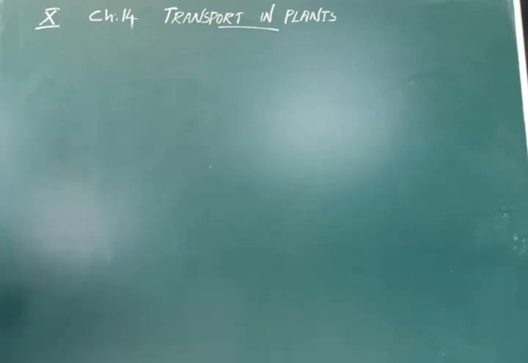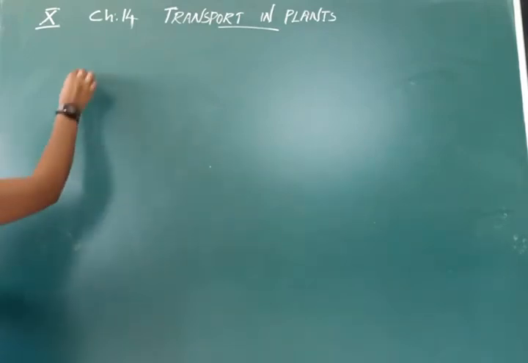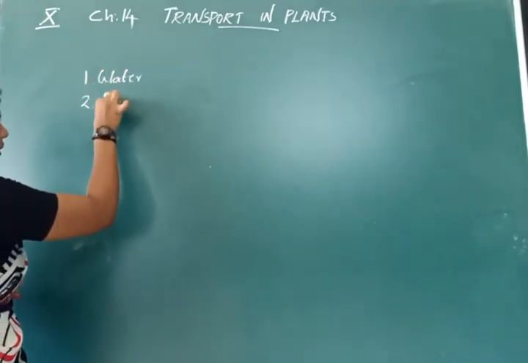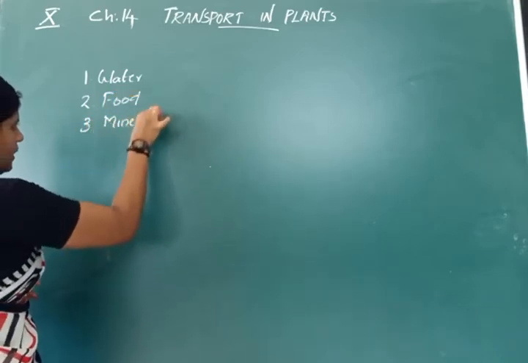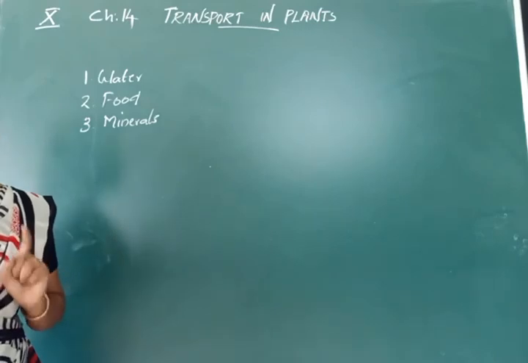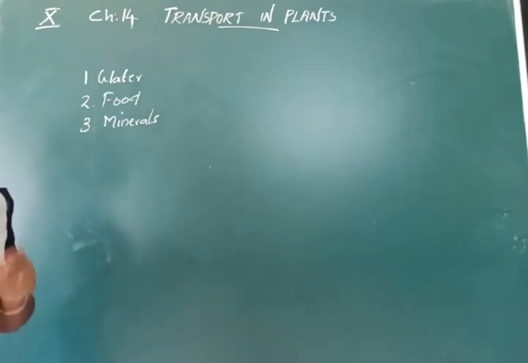Through the process of transport. Transport is the carrying of things from one place to another. In plants, what are the things we want to carry to different parts? First one is water. Second, food. Third, mineral ions. Other things are also there. So mainly water and food are the two materials that should be transported to different parts of the plant body.